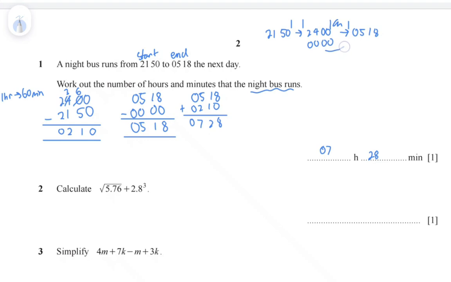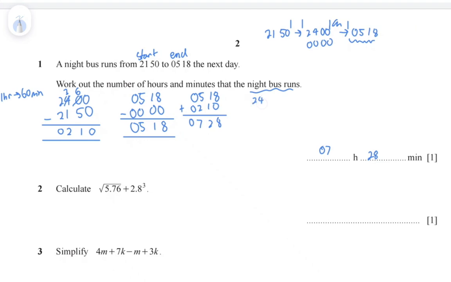Another way we can do this is to rewrite our ending time as if it did not reset at midnight, the way that we count time. So to do that, we would add to 2400, 5:18, giving us a new end time of 29:18.